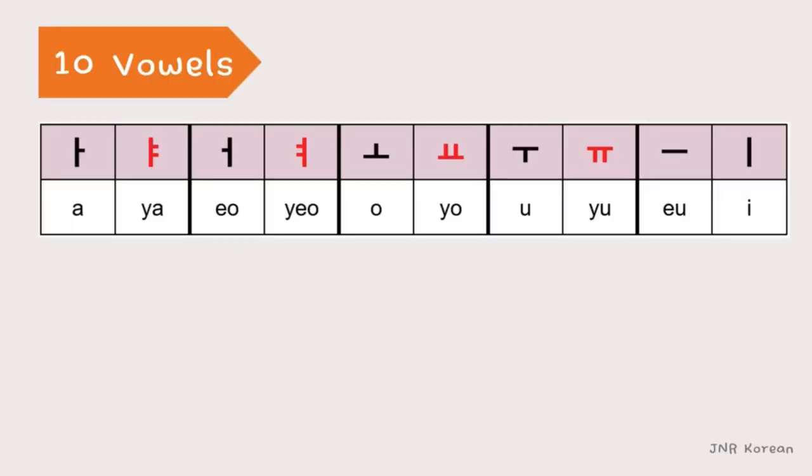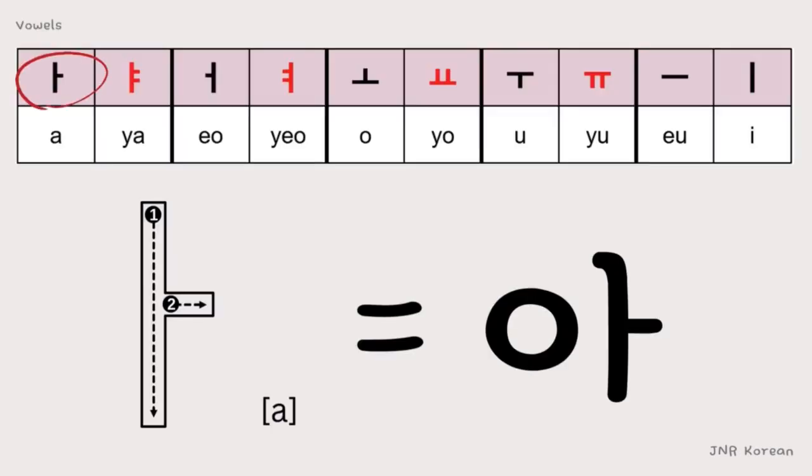Now, let's look at 10 vowels one by one. For convenience, I divided them into 2 by 2. The first 2 vowels are made by drawing a long line, like a tree trunk, from top to bottom, followed by 1 or 2 short lines, like a branch, to the right. For the first vowel, draw a long line from top to bottom and a short line to the right. It is pronounced ah.